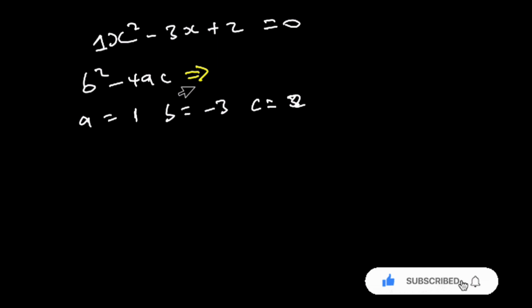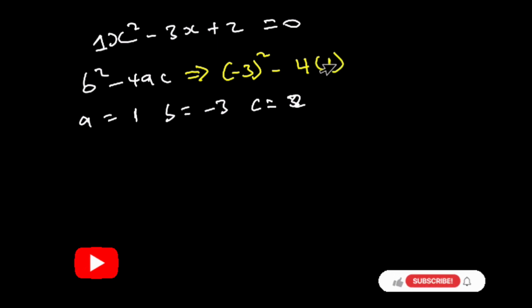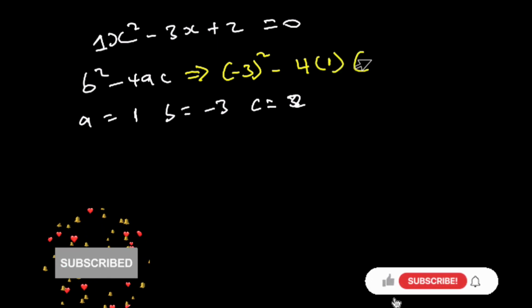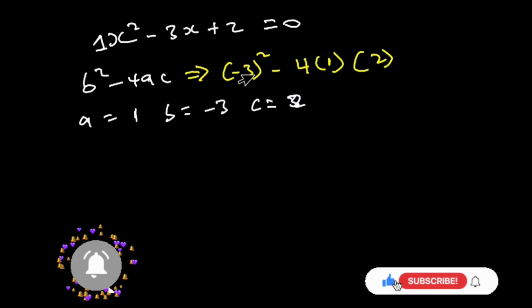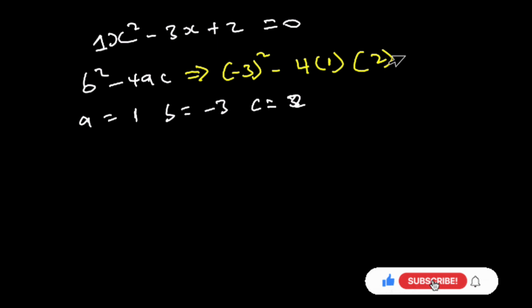So we're going to have b is negative 3, then squared, minus 4, our a is 1, and then our c is 2. So negative 3 squared is going to give us 9, then minus 2 times 4 is 8. So 9 minus 8 is equal to 1. Now this one is a perfect square, and so we're going to be expecting 2 rational roots. So let's go ahead and solve this question.